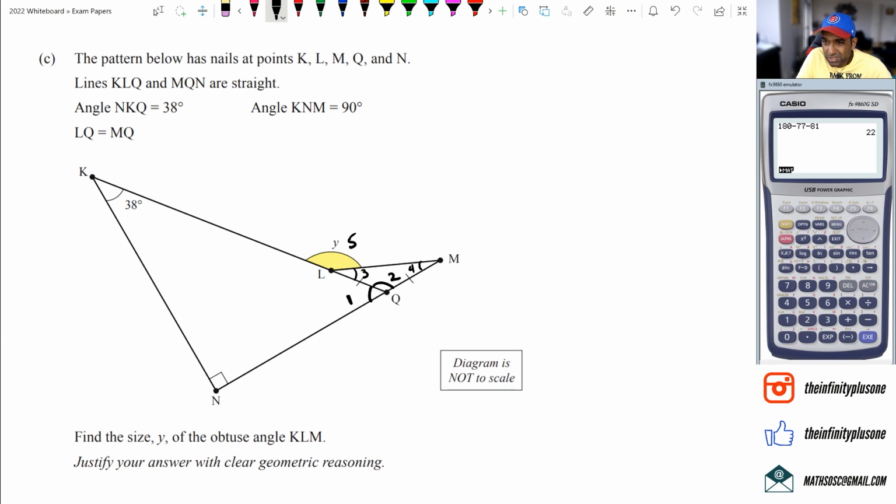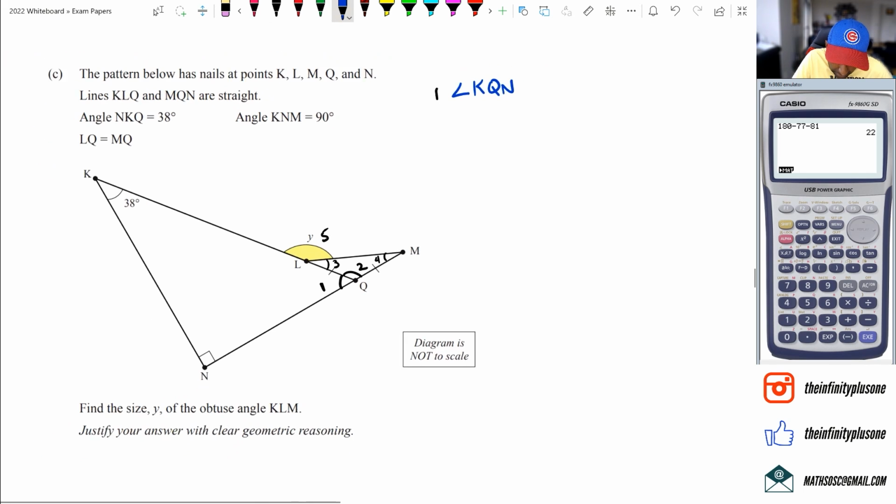To be honest, I reckon you can actually do this in, trying to look at it, yeah, I think you can do it in like 4 steps, but it doesn't matter, we're just going to do these extra steps anyway. Alright, so the first angle that we're going to figure out is angle KQN. Now this angle is going to be 180.